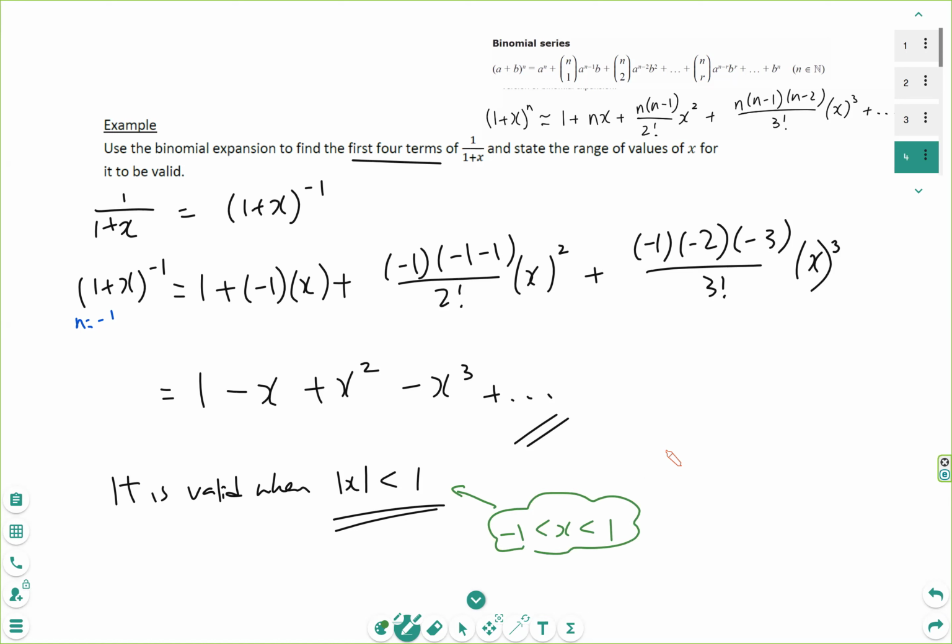Alternatively, try putting in numbers bigger than 1. If you put numbers bigger than 1 in here, what you realize is that when you square or cube a number bigger than 1, it will only get bigger and bigger and bigger.